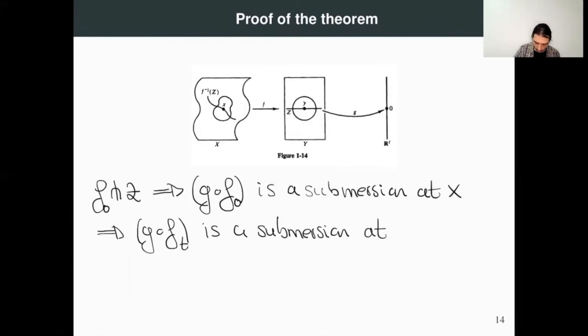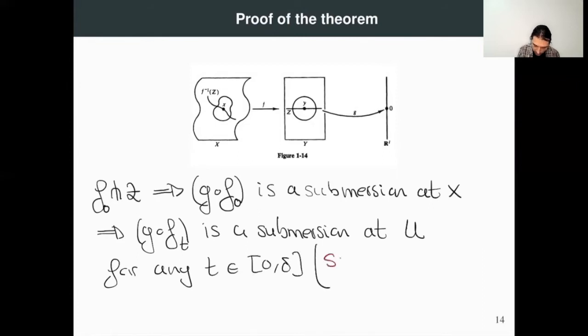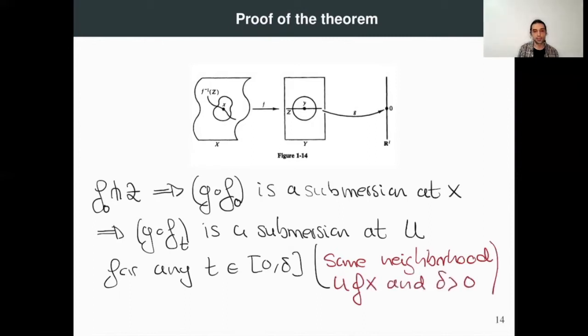For instance, what letter can we use here? U, for instance, at U for any t very close to 0. And again, some neighborhood U of X and delta positive number. So that's the situation that we get because being a submersion is a stable property.